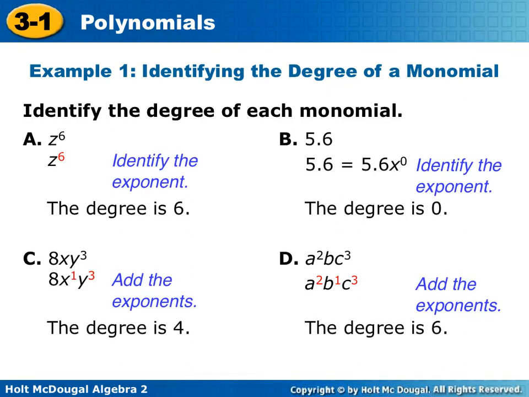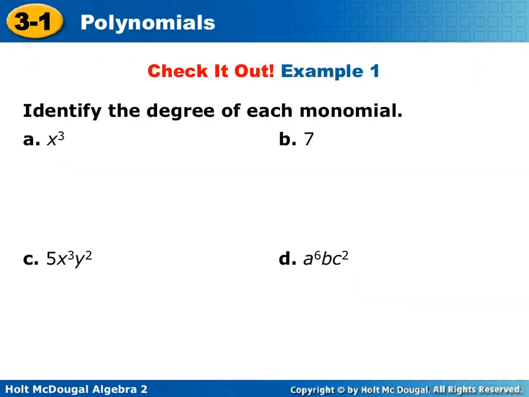Here's the answers all written out. So A should be pretty easy. B might be a little bit tricky because it's to the 0 power. Remember, anything to the 0 power is 1, so it's really just 5.6. C, you can see the red 1 plus the red 3 gives you a degree 4. And similar to D, you got 2, 1, 3, add those up, and it is a 6-degree monomial.